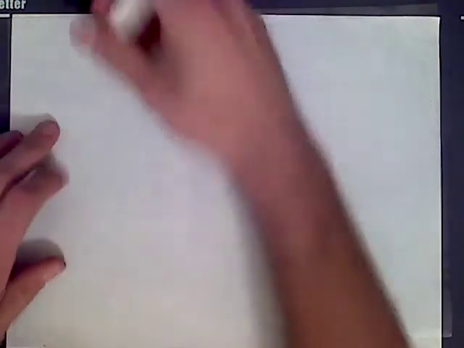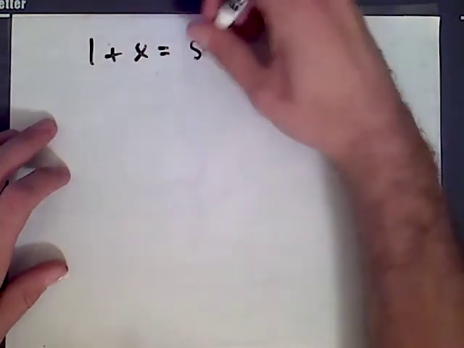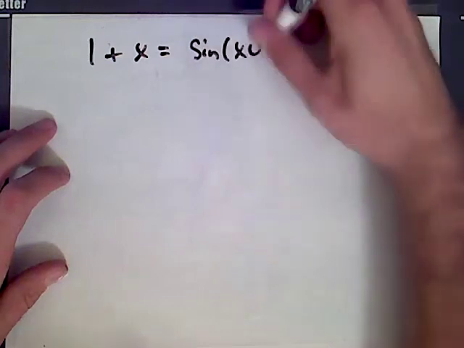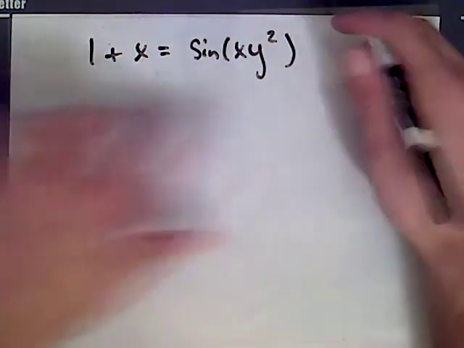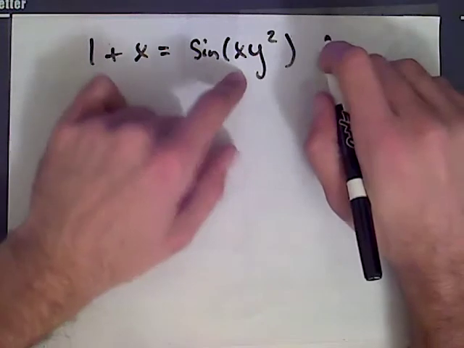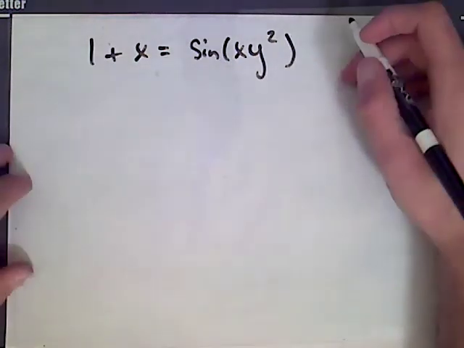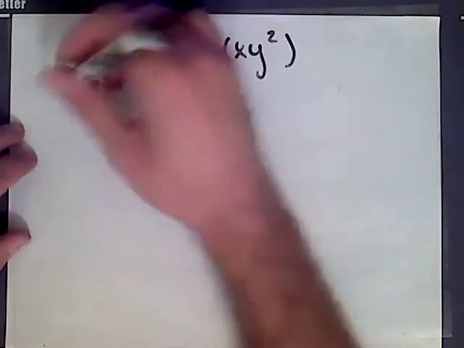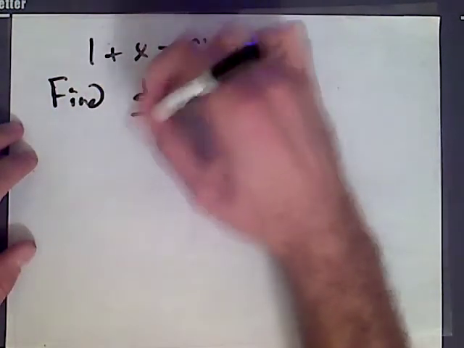So I'll write down the implicit equation. We have 1 plus x equals sine of x times y squared. Okay, here the function y is defined implicitly in terms of x. We have this x y squared term inside of the argument for sine. So we need to get dy/dx, we have to use implicit differentiation.